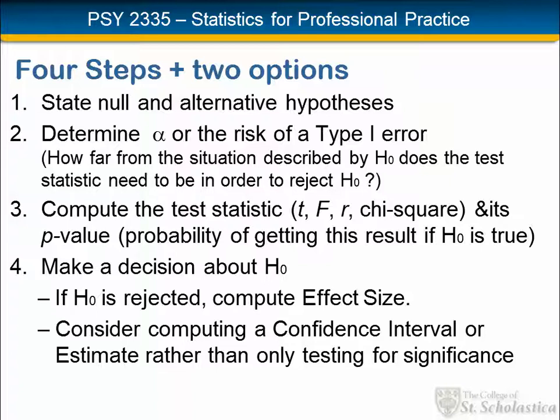Once we've computed the test statistic and found a way of looking at its probability, the last step is to make a decision, either to reject the null hypothesis or to retain it. If we reject the null hypothesis, we go on to compute an effect size, and we might consider computing a confidence interval or some other kind of estimate, as mentioned in the textbook. So those are the steps and the options that will be with us for the rest of the course. It's definitely worthwhile to memorize that sequence because we will be doing it so often.